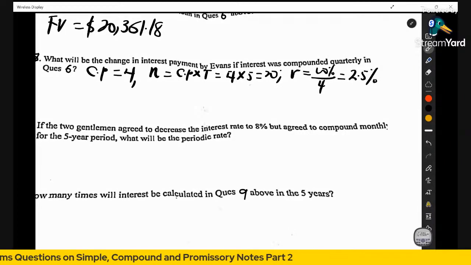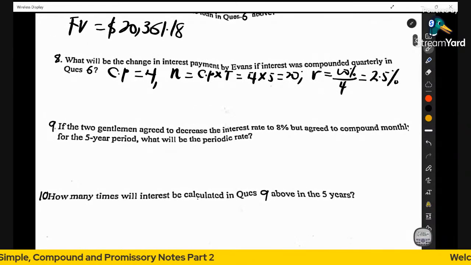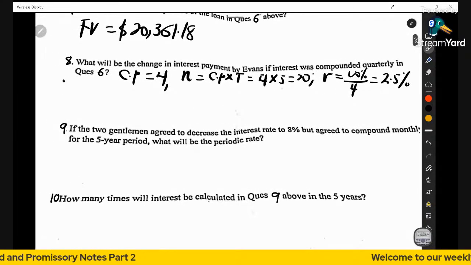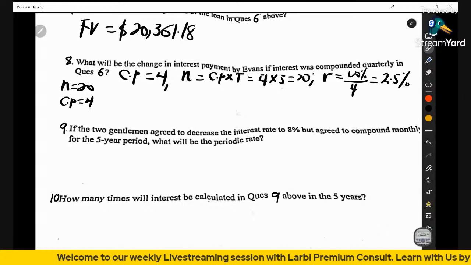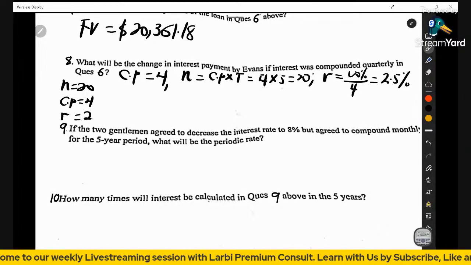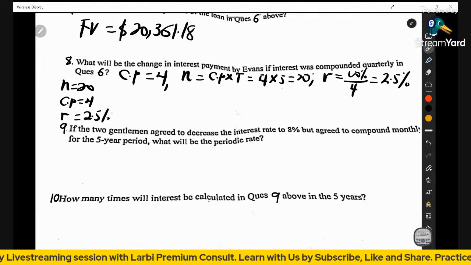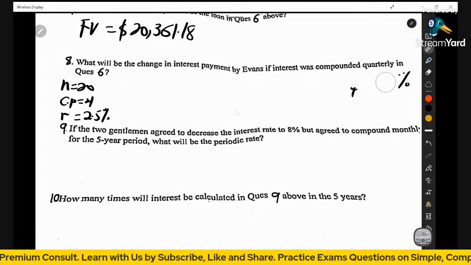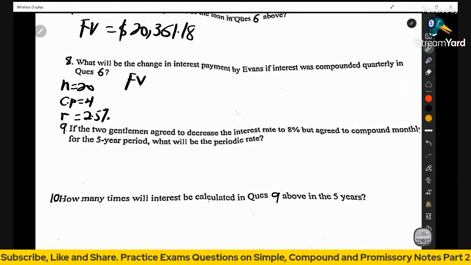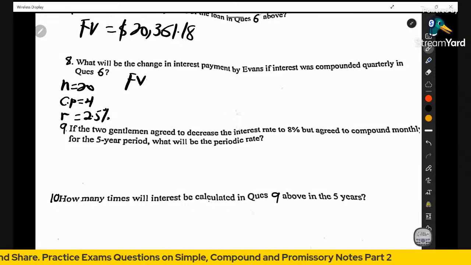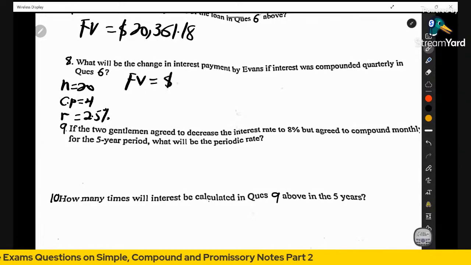So if that is okay, then let me bring the parameters here. I know my n to be equal to 20, my compounding period to be equal to 4, and my r to be equal to 2.5%. So once I've gotten that, let me wait to get some space for other calculations. Therefore, we need to find our future value before we can compute the interest. So future value is going to give us what?